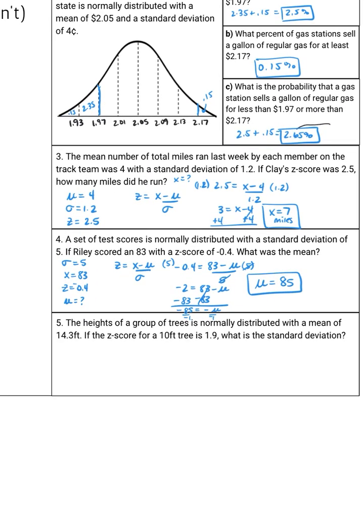And then the last one is really actually not possible. So if you look at the heights of a group of trees is normally distributed with a mean of 14.3. The z-score for a 10-foot tree is 1.9. Well, that's not really possible, because if you have your curve and the mean is 14.3, something that's only 10 is going to be over here, which would give it a negative z-score. So we're not going to do this one because it's not really possible.